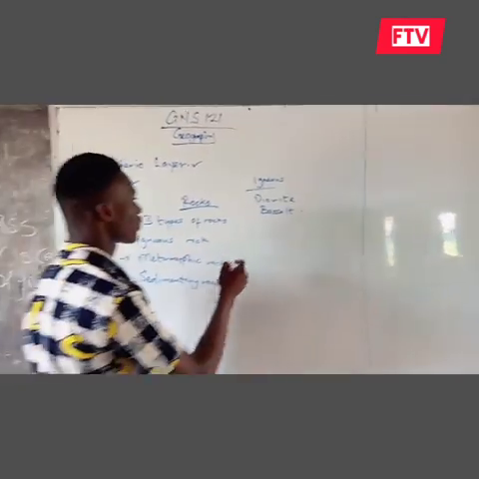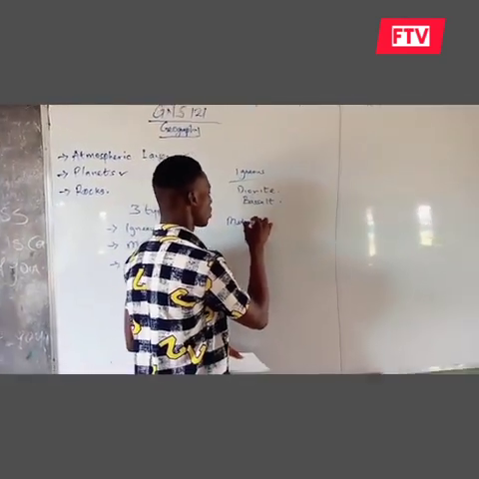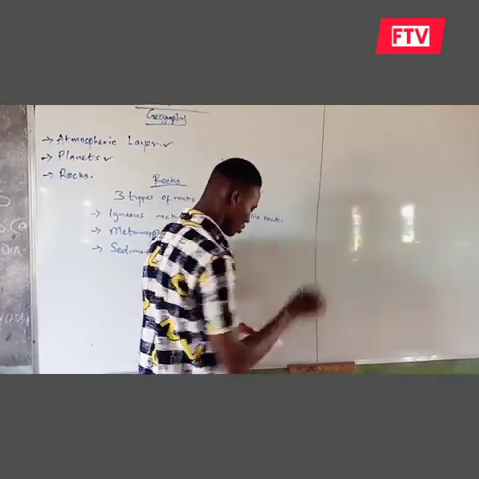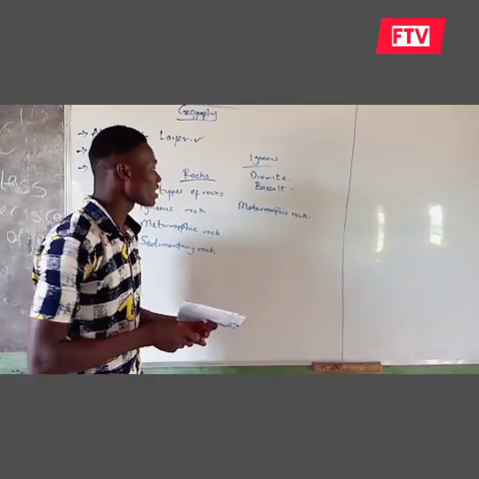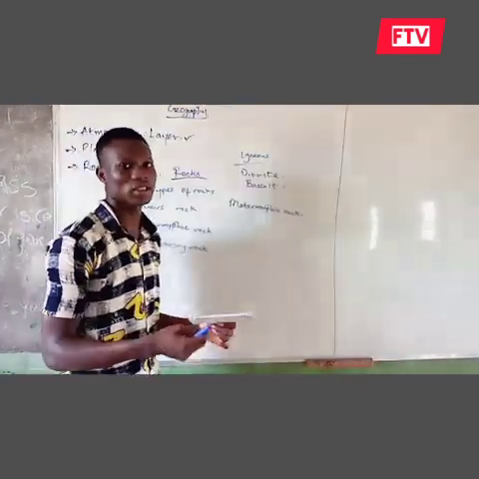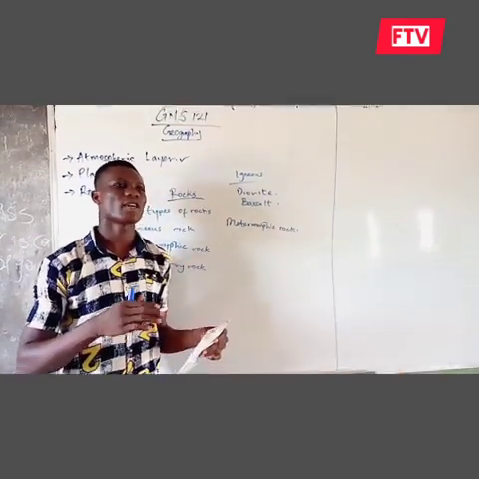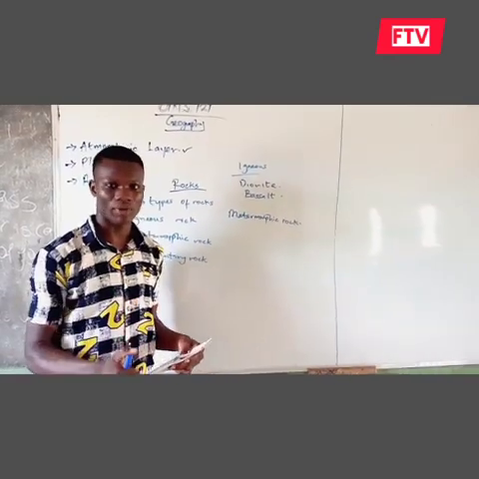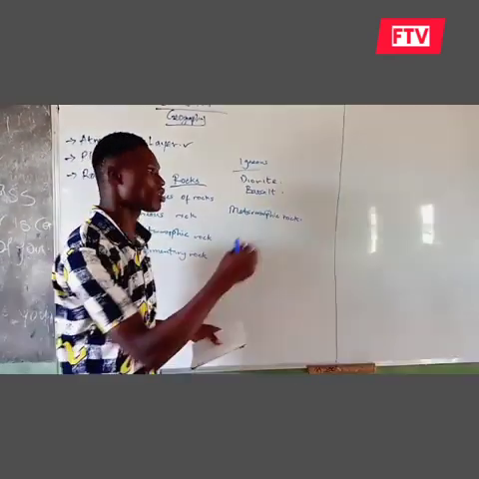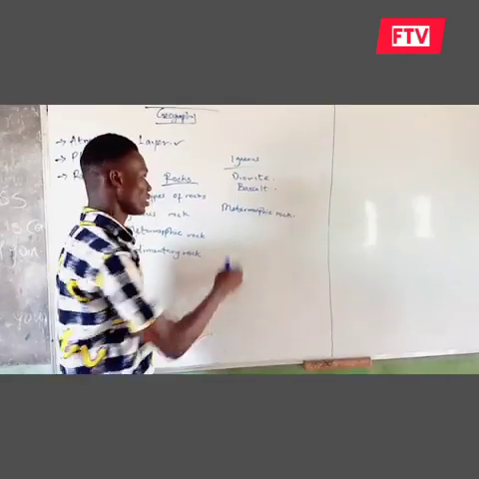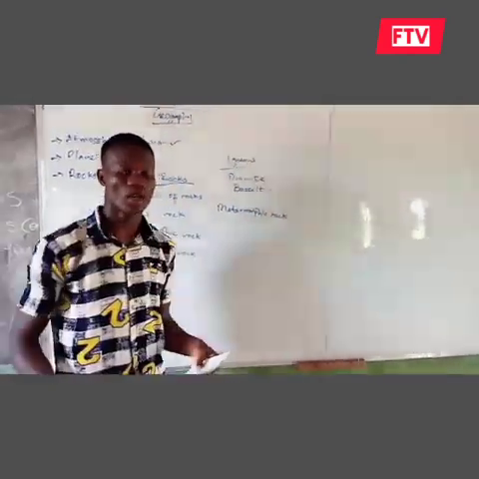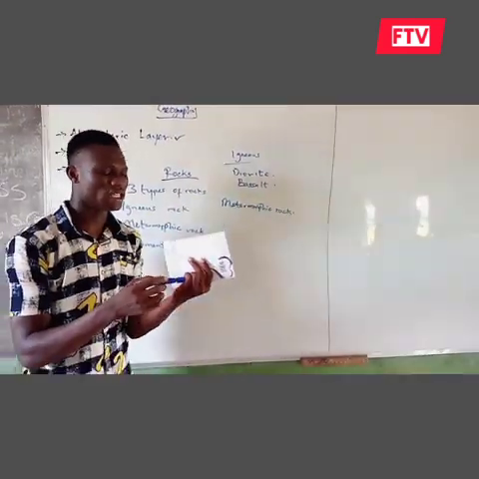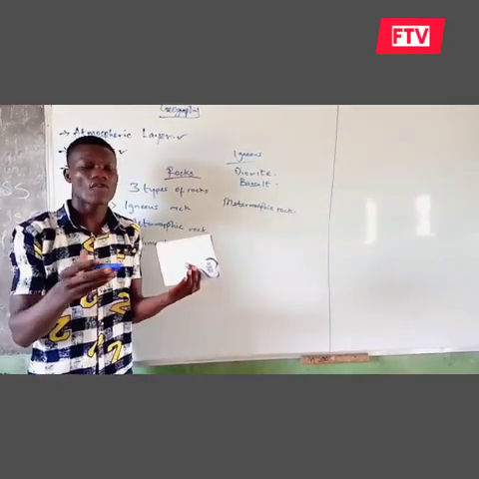Now let's talk about metamorphic rock. Now, metamorphic rocks are formed when some kinds of rocks, like maybe the igneous rock, are subjected to higher pressure and temperature. When they are subjected to higher temperature and pressure, then we have what we call the metamorphic rock.